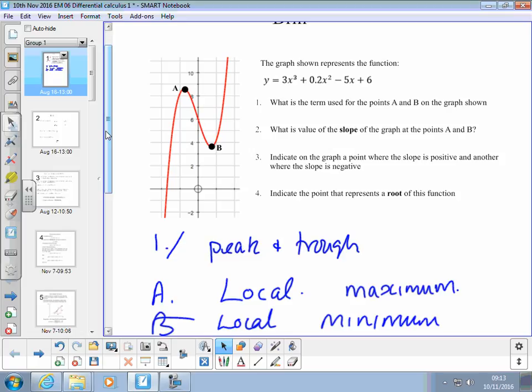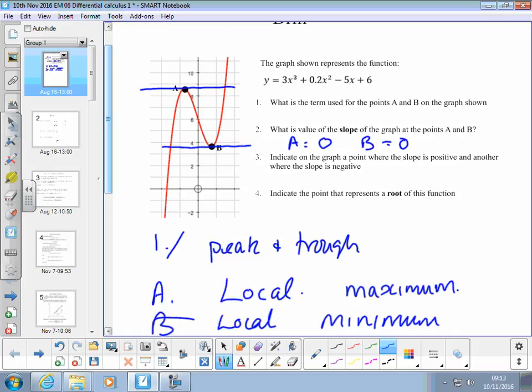0, yes. If I put the slope there, the slope has to be tangent to the curve. The only way it can be tangent to the curve is if it's horizontal, and that means it hasn't got any slope. The answer to that one, 0, both cases. Slope at A and slope at B is equal to 0. Point each if you got those.